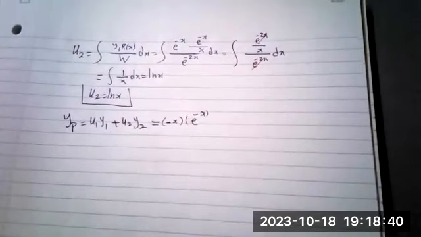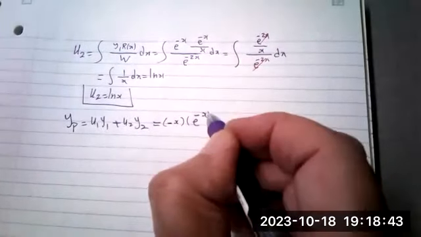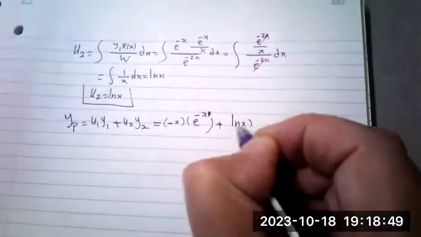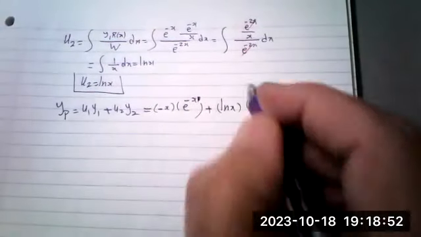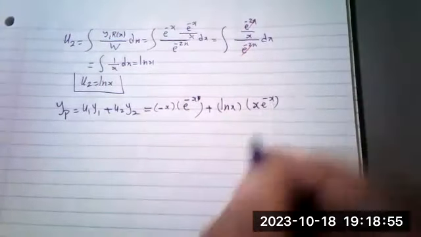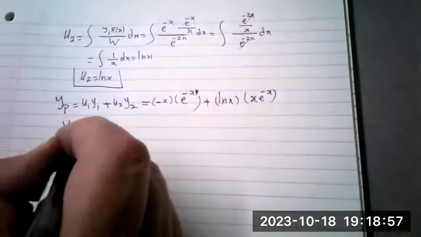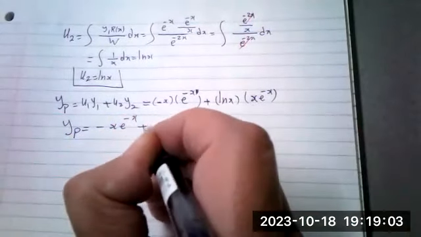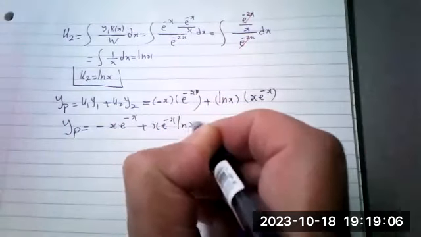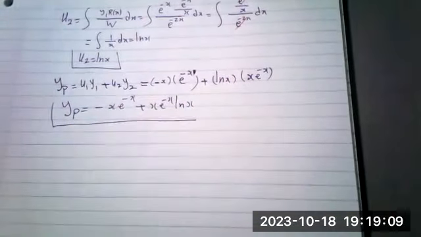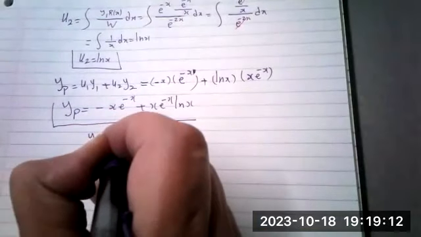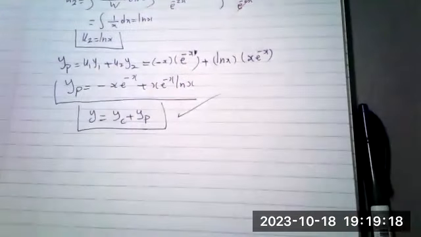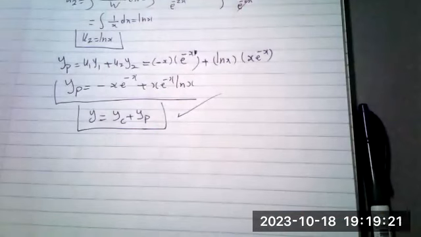So it's going to be negative x times e to the negative x, plus u2, which is ln x, times y2, which is x e to the negative x. If you simplify it a little bit, that gives negative x e to the negative x, plus x e to the negative x ln x. So that would be your particular solution. The general solution is yc plus yp, and you're done. So this is the method of variation of parameters.